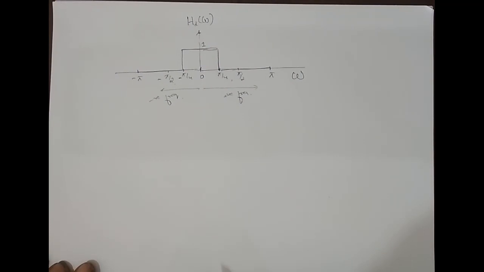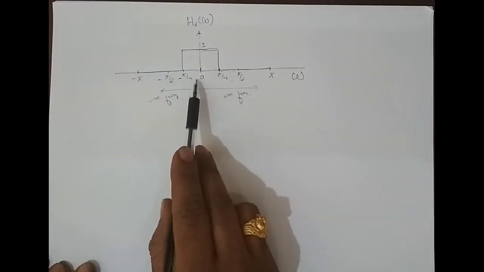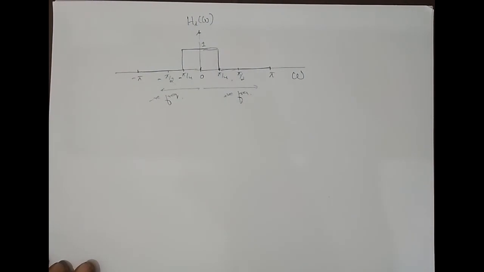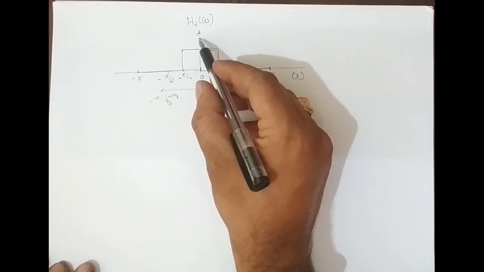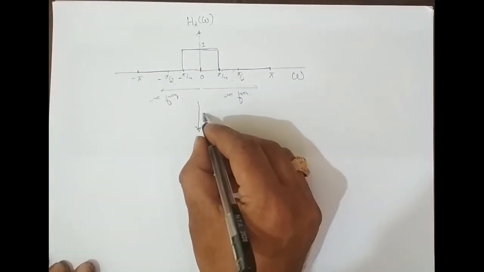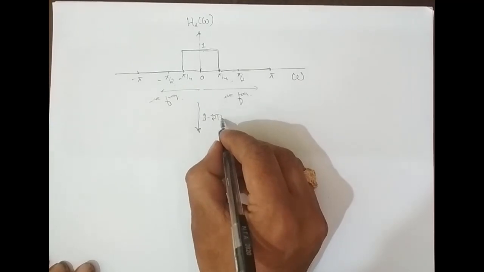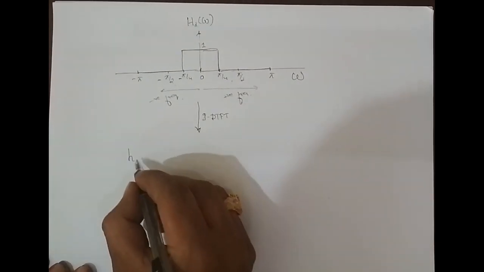Fine. Now, what is this? This is the discrete time Fourier transform of hd of n, right? Now I want hd of n. So what I'll do, I take the inverse DTFT. If I take the inverse discrete time Fourier transform of this signal, what is the formula?